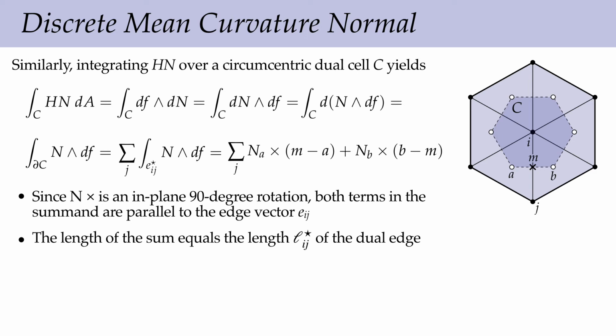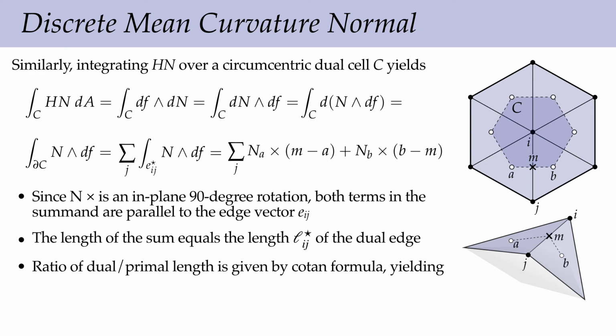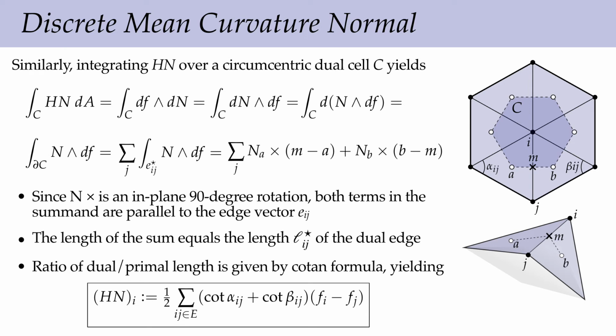Right? So I can remember that the ratio of the dual length over the primal length is given by the cotangent formula, which lets me write the final mean curvature normal in this really slick expression. The mean curvature normal at vertex I is equal to 1/2 the sum over all edges from I to neighbors j of cotan alpha ij plus cotan beta ij times fi minus fj. Put more simply, I'm taking a weighted sum of the edge vectors that touch vertex I. The weights in that sum are the cotan weights.